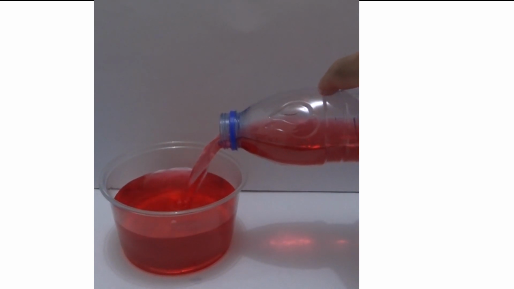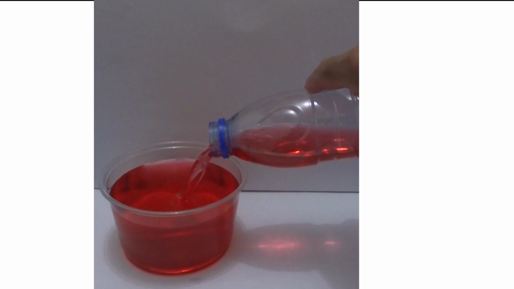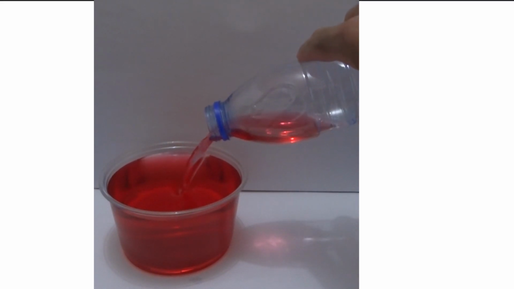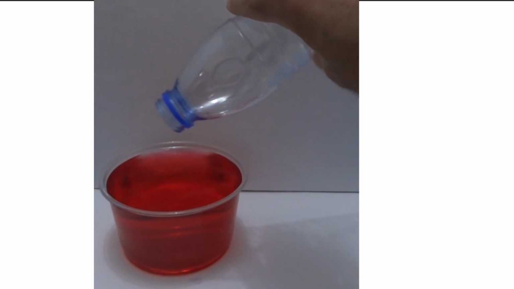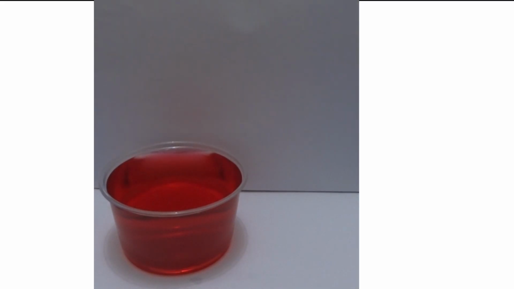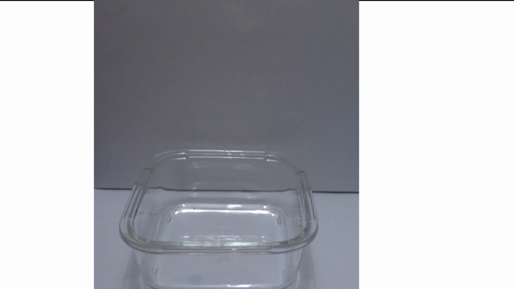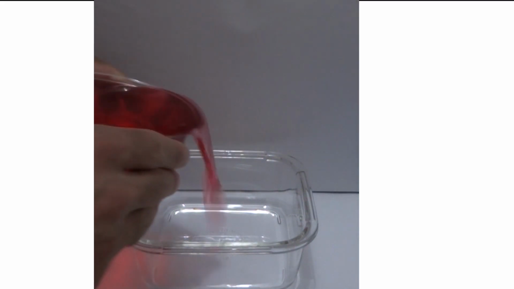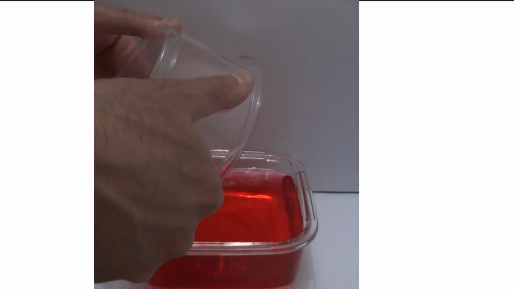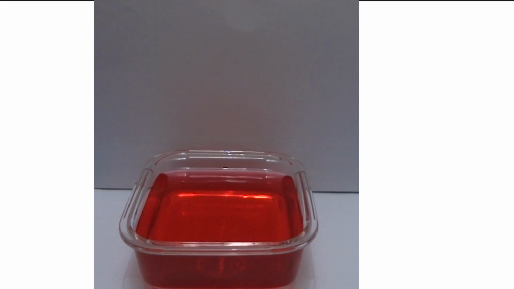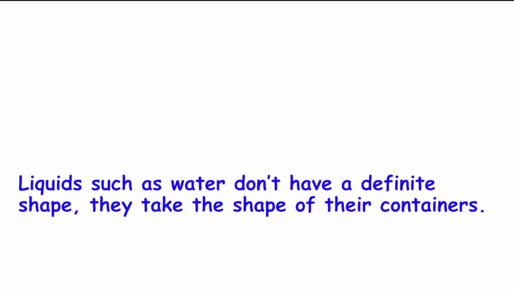Right now, I'll transfer the same water to a cylindrical container. Does water keep its shape? No. Right now, the shape of the same water is cylindrical. What will happen if I transfer the same water to another container, which has a rectangular prism shape? Water will take the shape of the container. So, liquids such as water don't have a definite shape. They take the shape of their containers.